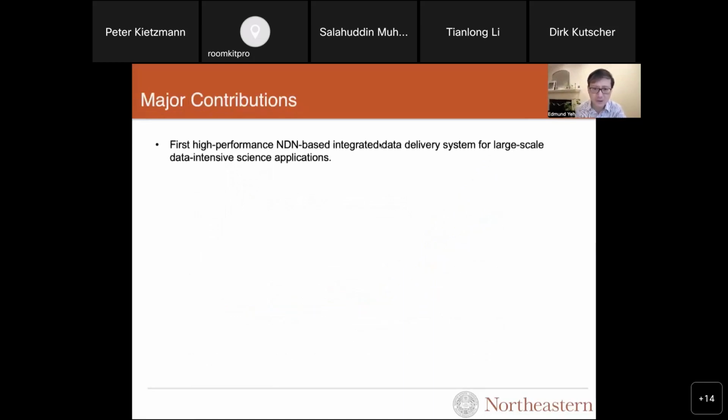Let me talk about the major contributions of this project. This project will produce the first high-performance NDN-based integrated data delivery system for large scale data-intensive science applications.